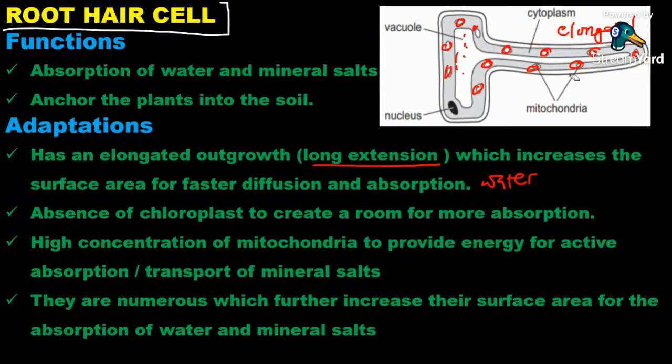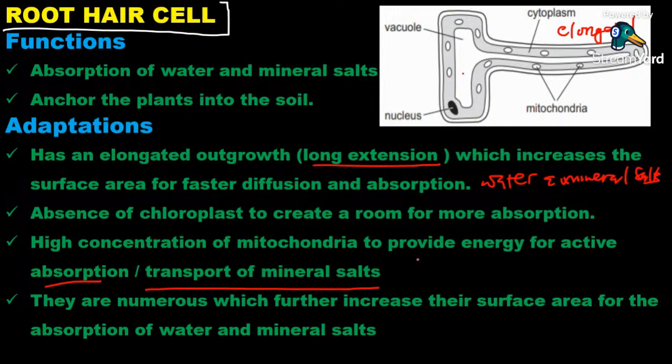It has no chloroplast. These small circles that you are seeing here are mitochondria. So absence of chloroplast creates room for more absorption. Absorption of what? Water and mineral salts. So they have absence of chloroplast, and a high concentration of mitochondria to provide energy for active absorption and transportation of mineral salts.